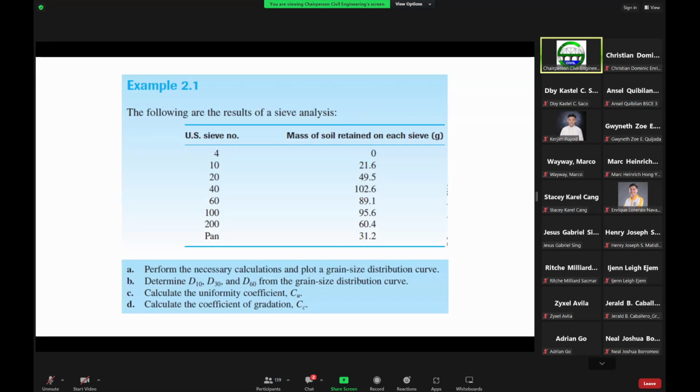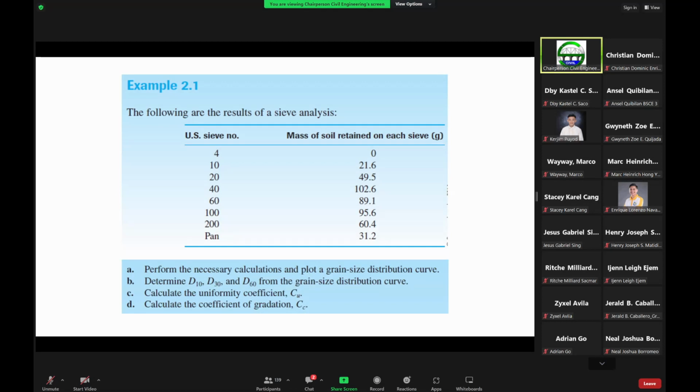Just an example, which I took from the book. My colleagues here will go through this in your seat work, maybe this Thursday. I'll just be giving one example because we don't have much time. In this example, the following are the results of a sieve analysis.